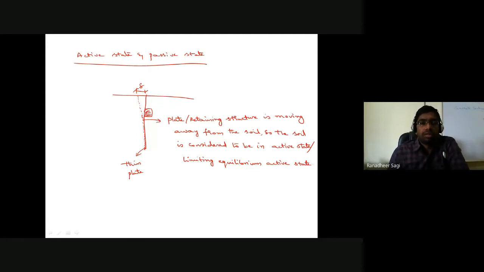So if the retaining structure is moving away from the soil mass you are looking at, then the pressure exerted by the soil on that retaining structure is called the active earth pressure. The displacement in the free head condition of your retaining structure, because the bottom is fixed into the soil and the top is relatively free, is what we indicate as delta.